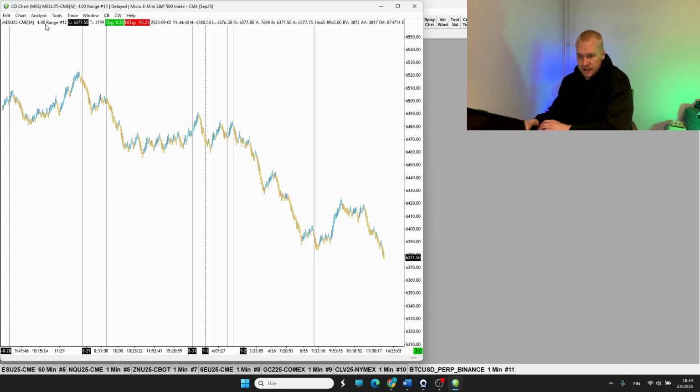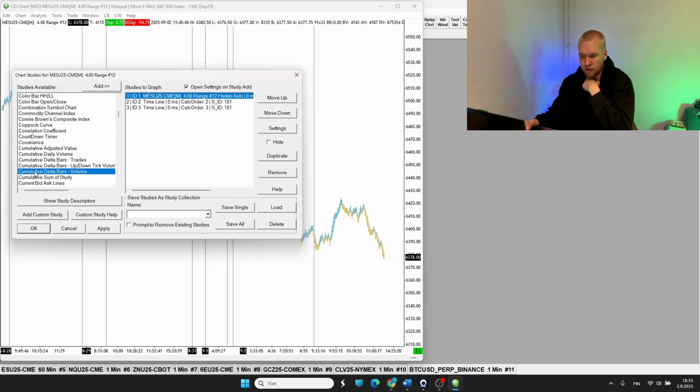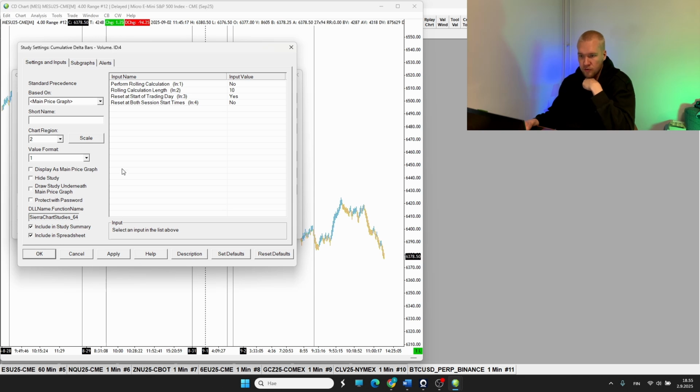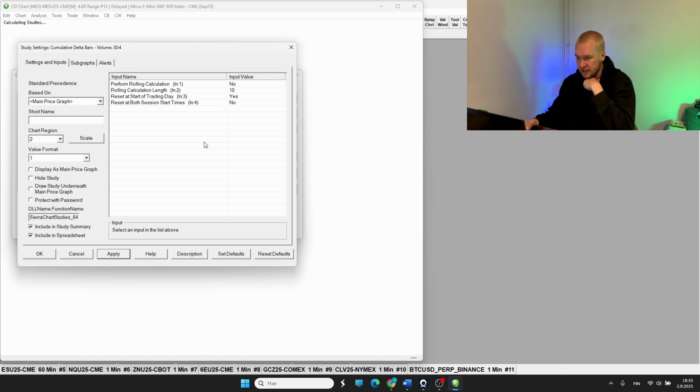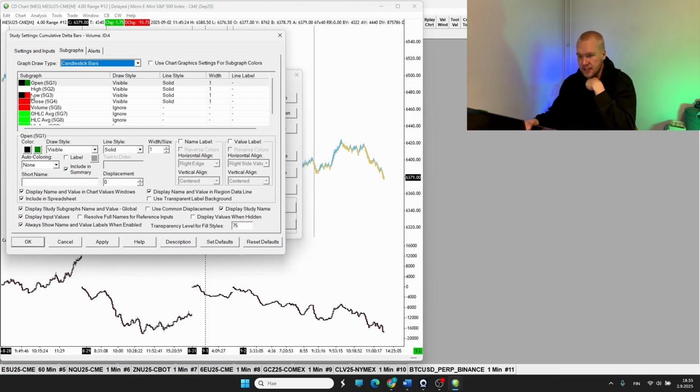So let's now come back to the studies, and now we will add the cumulative delta. So we will go up to C. So it is this one. You have cumulative delta bars and volume. So just take this one. And if memory serves correctly, you don't actually have to change anything in this. Yeah. The only thing you really have to change is the colors if you want to. And again, you can see the only ones that are really showing anything is the open here.